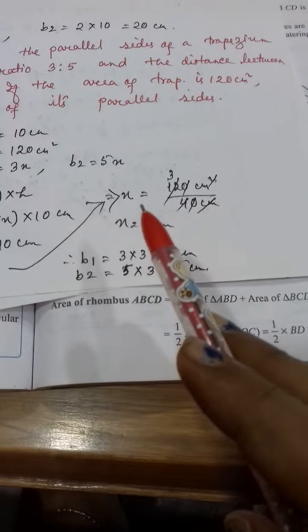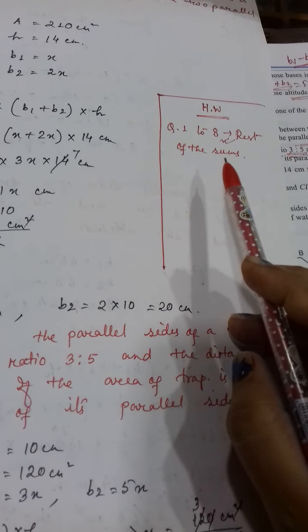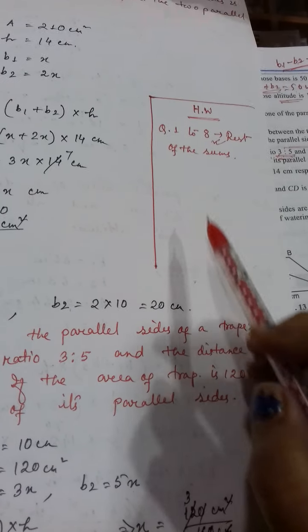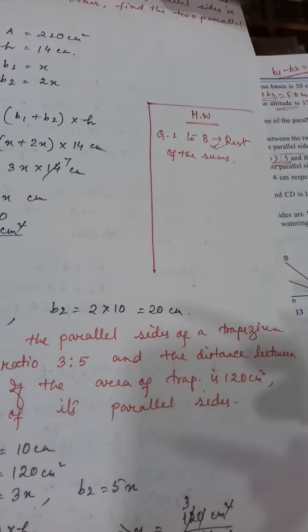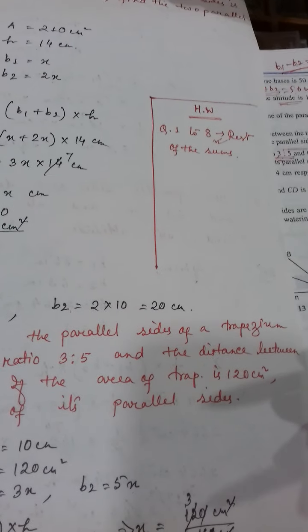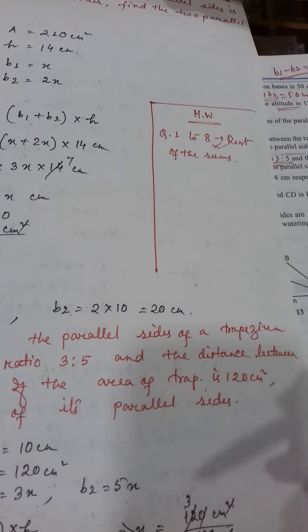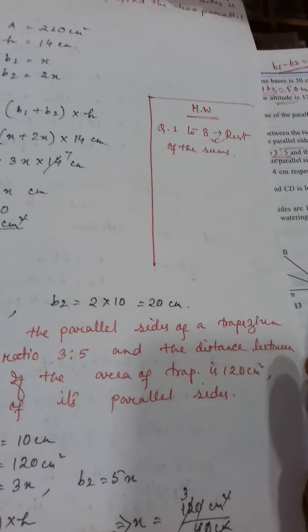Clear? So in this video up to question number 8 I have solved, and homework is given, question number 1 to 8, the rest of the sums, that means all the sums which I have not solved. That all are homework, but when you start the exercise, you will start serially. Question number 1 first you will complete, then 2, 3, 4 up to question number 8. So I think you all have understood up to question number 8 how to find out the area of a trapezium.